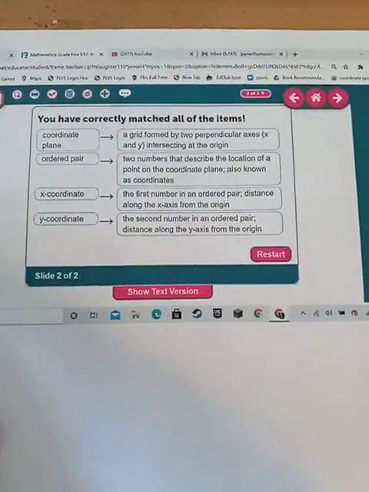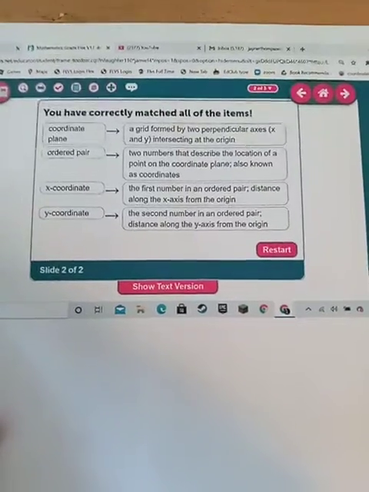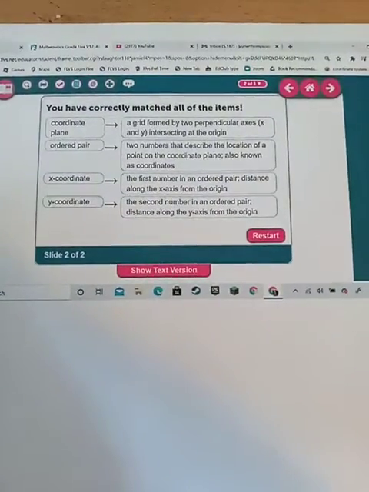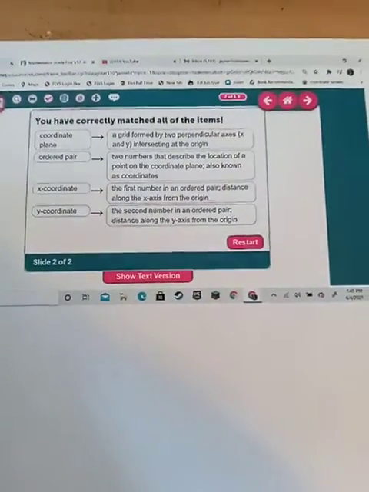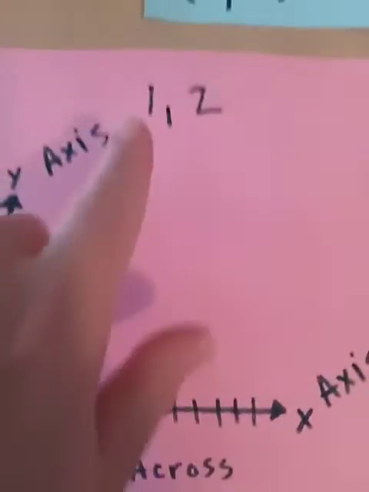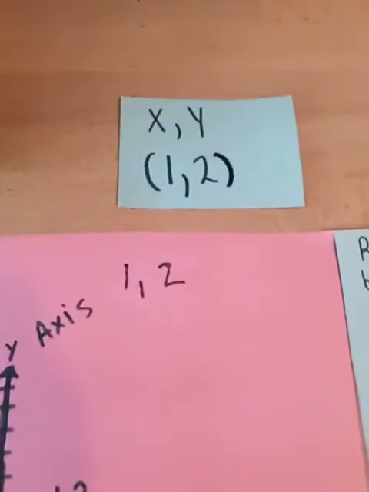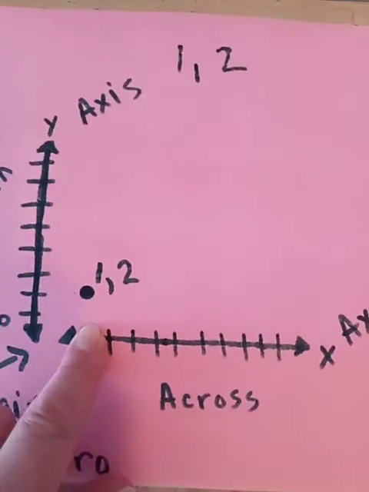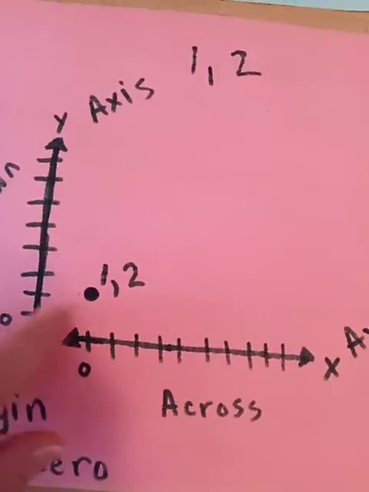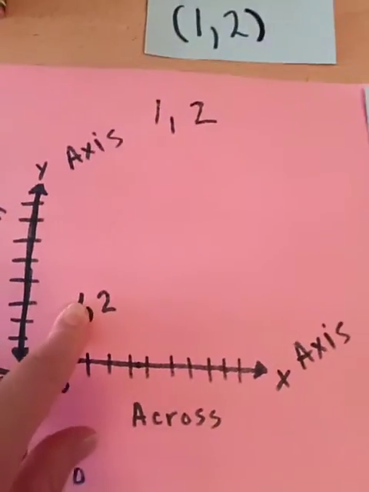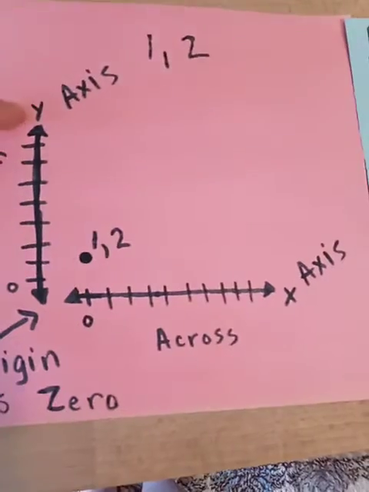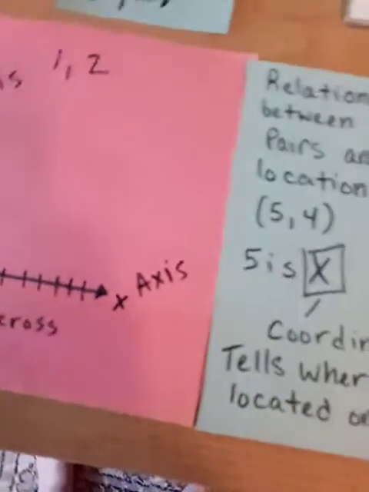An ordered pair is the two numbers that describe the location of the point on the coordinate plane, also known as the coordinates, x and y coordinates. X is the first number and y is the second number. So you have the 1 and the 2. So 1 and 2 are the ordered pair. That's x and y. X is this one right here, so x is 1, and y is 2. So from 1, I go up 1, 2. Right here is the point for the location. Origin is 0, y is the vertical, and x is the horizontal.